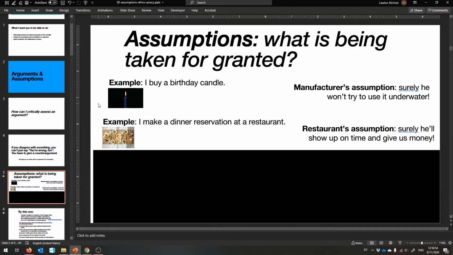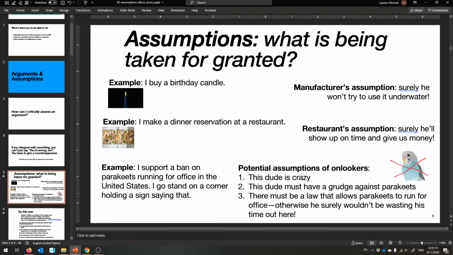Alright, so for example, I make a dinner reservation at a restaurant. Gosh, I can't wait to do that again. And then the restaurant is going to assume, right, that I will show up on time. I kind of promise to do that, and I will give them money, and they will give me food. That is the transaction. So that is another assumption. And then finally, a silly one.